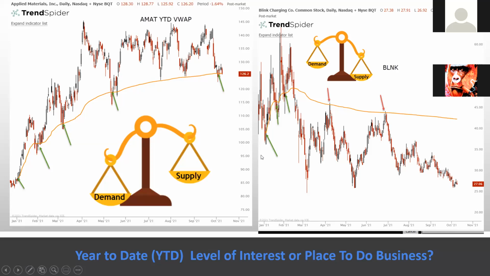BLNK. Everyone loved these EV charging stocks, anything EV, at the beginning of the year. And the buyers were in control for a while. Then it started breaking down, and the volume weighted average price from the beginning of the year was declining as sellers clearly were in control. It was up for the year on this day, but the average participant was losing money from that point. It came way down, rallied up almost precisely to that year-to-date volume weighted average price. And someone said, hey, this is a great place to unload a ton of stock.